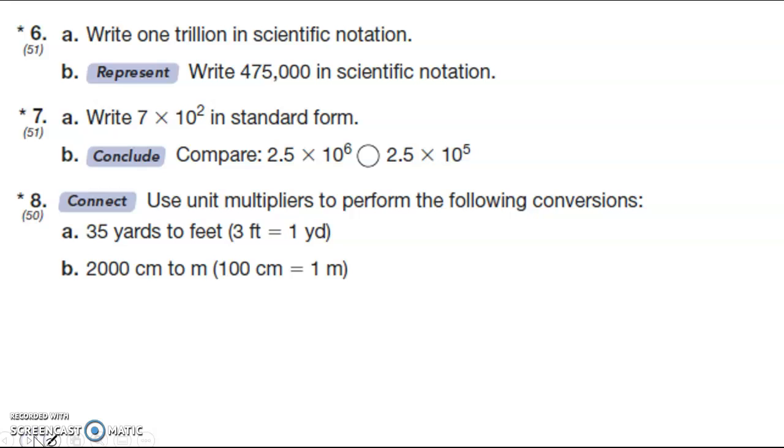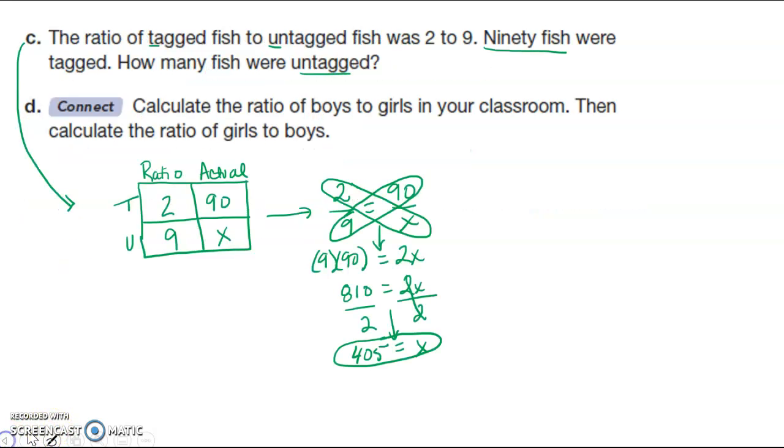Okay, now we're on starred problems. I'm going to go ahead and stop the video. Actually, we're not going to do D because that changes every year, the ratio of boys to girls in the classroom. I'd like to be able to use this video year over year if at all possible. So I'm going to go ahead and stop the video.